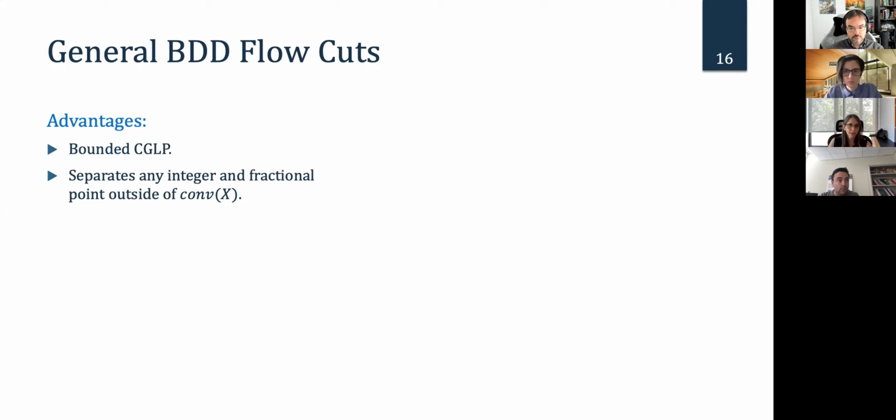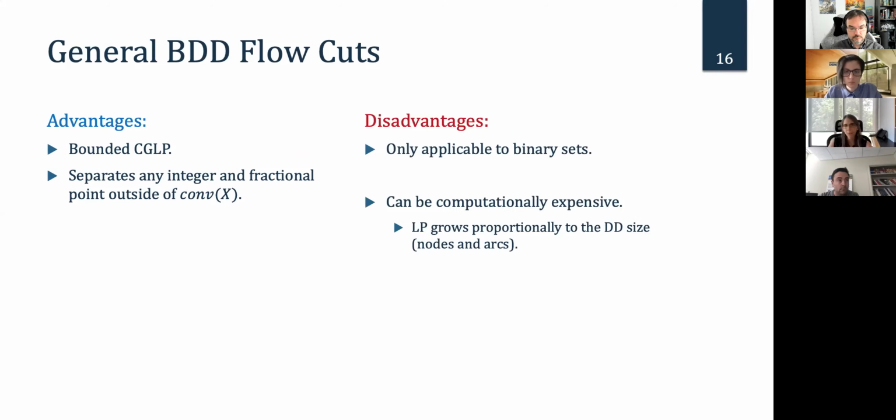In terms of advantages, as I said, the cut generation linear program is bounded, so we don't have to have any special case or implementation details for unbounded solutions. And we can separate any integer or fractional points outside the convex hull. But we have some disadvantages. First, it's only applicable to binary sets. We haven't extended it to general integer problems.